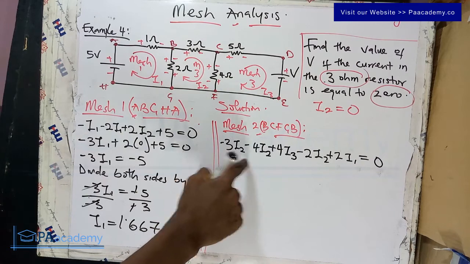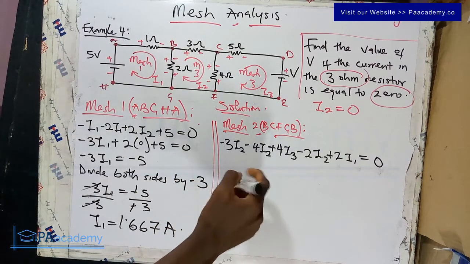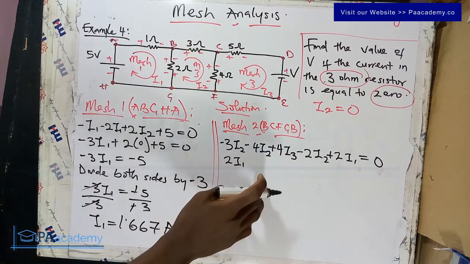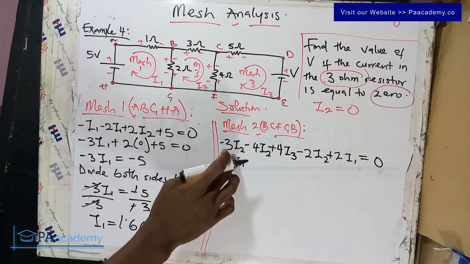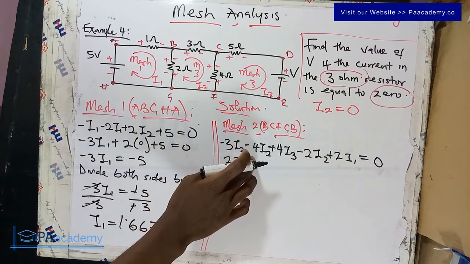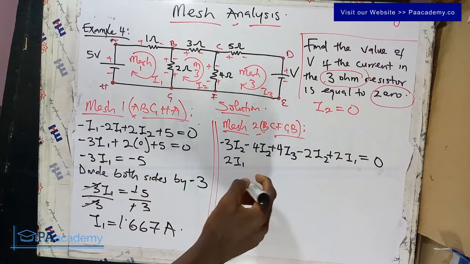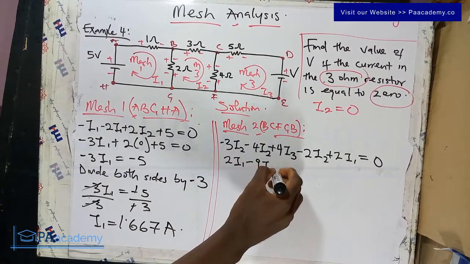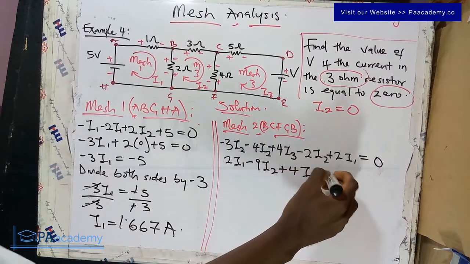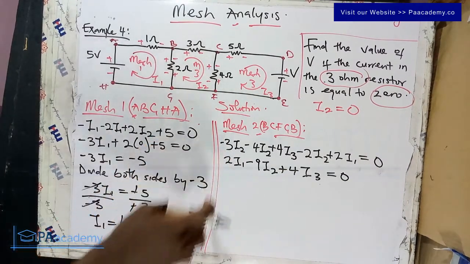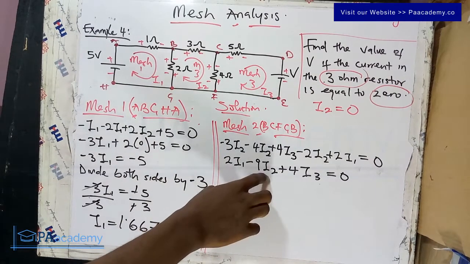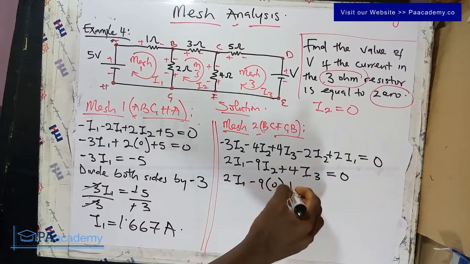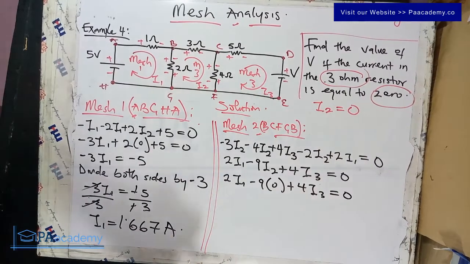Alright, so let's continue. Let's first of all simplify this. We have 2I1. Let me arrange it in order of the currents. So 2I1, then we also have minus 3I2, minus 4I2, and then minus 2I2. 4 plus 3, that's 7. That's going to be minus 9I2 plus 4I3 equals 0. So we just simplify this into this. Don't forget, our I2 is 0. So that's going to give us 2I1 minus 9 into bracket 0 plus 4I3 equals 0.